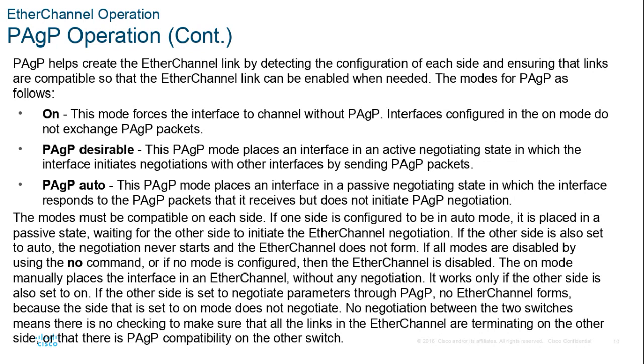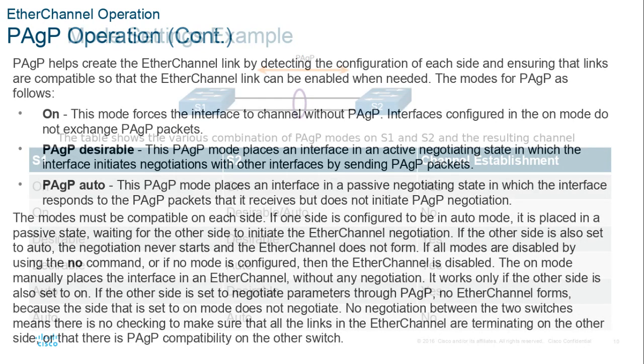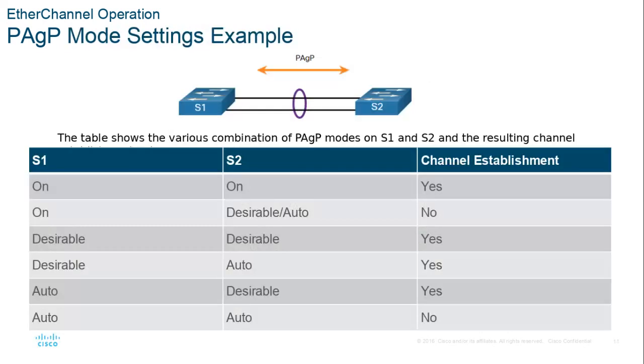Now, in the lab, they're going to have you experiment with this and use PAgP. It is actually an objective on the test. So similar to the chart we had before with trunking it up between the two of them, if I say mode on, I do get an EtherChannel. On and desirable, I do not get an EtherChannel. Desirable and desirable, I do. Desirable and auto, I do. Auto and desirable, I do. Auto and auto, I don't.